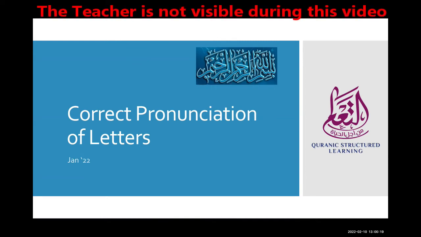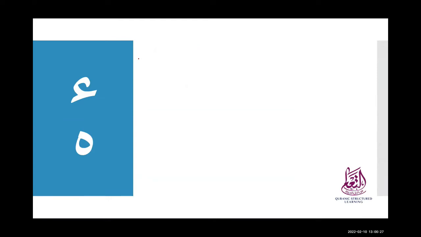And welcome to all of you to today's session, inshallah, where we will be looking at two letters today, inshallah. We'll be looking at the letter Hamza and the letter Ha. Now, both of these letters come from the bottom of the throat. They're the only letters that actually come from the bottom of the throat.